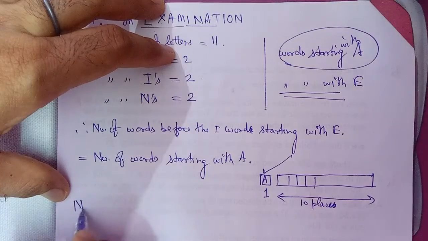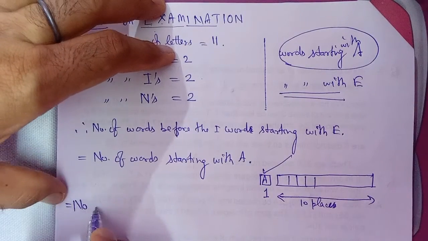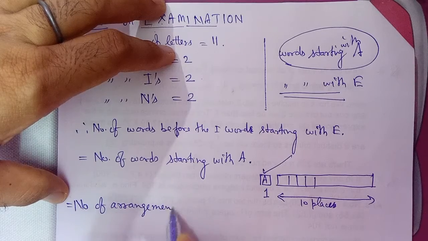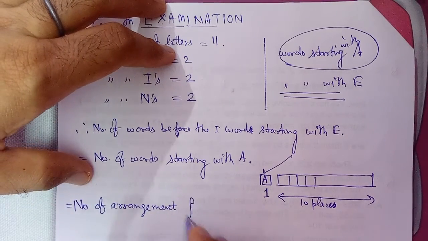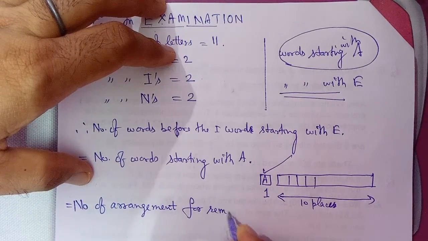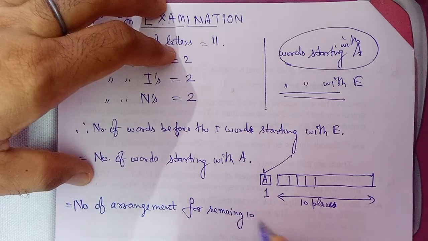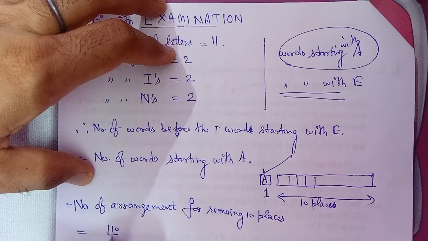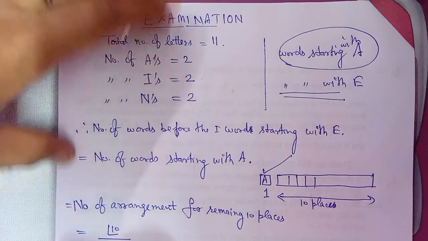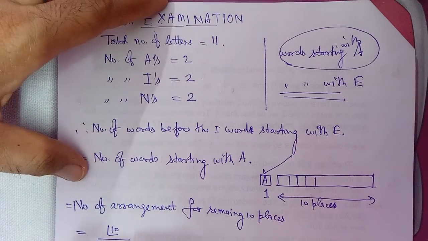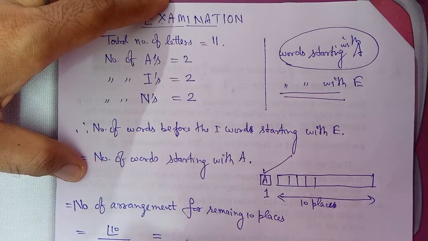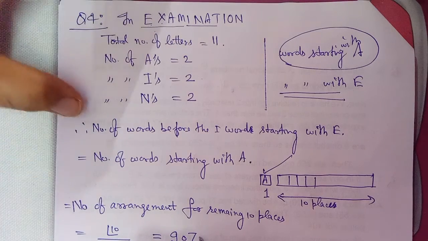So number of arrangements for remaining 10 places will be 10 factorial upon 2 factorial 2 factorial. You can simplify it, and finally answer will be 907200.